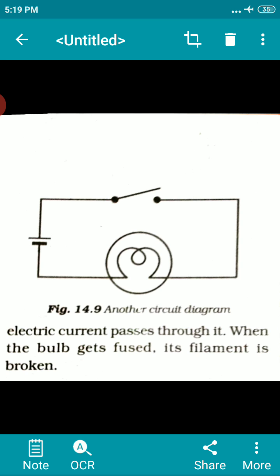Now in the bulb there is a thin wire called a filament, which glows when the electric current passes through it. When the bulb gets fused, its filament is broken. Now what is meant by filament? That we will study in the next topic, that is heating effect of electric current.